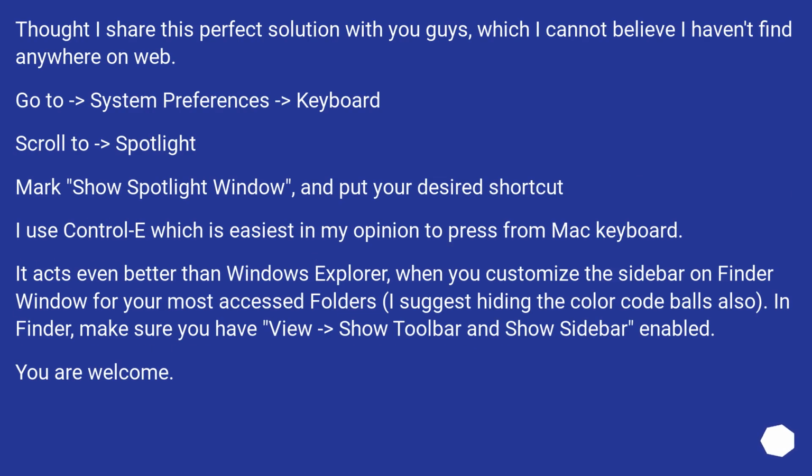Thought I'd share this perfect solution with you guys, which I cannot believe I haven't found anywhere on the web. Go to System Preferences, then Keyboard. Scroll to Spotlight. Mark Show Spotlight window, and put your desired shortcut. I use Ctrl+E, which is easiest in my opinion to press from a Mac keyboard. It acts even better than Windows Explorer. When you customize the sidebar on the Finder window for your most accessed folders, I suggest hiding the color code balls also. In Finder, make sure you have View, Show Toolbar and Show Sidebar enabled. You are welcome.